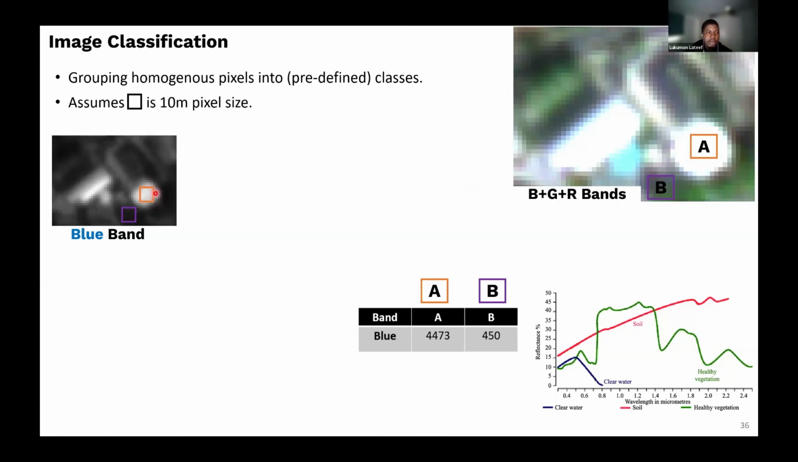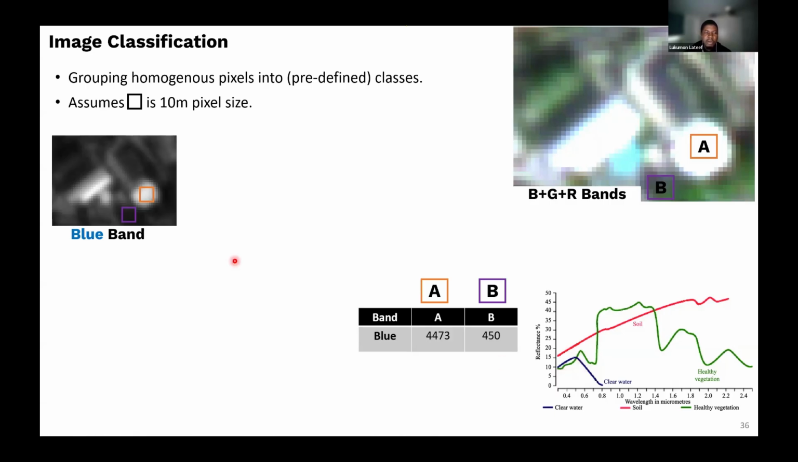So when you check the pixel value of this particular built-up, it has a very high reflectance value compared to vegetation B, and this corresponds to what a standard reflectance curve tells us about built-up and vegetation. Built-up is similar to soil. So you see built-up has high reflectance in the blue compared to vegetation.